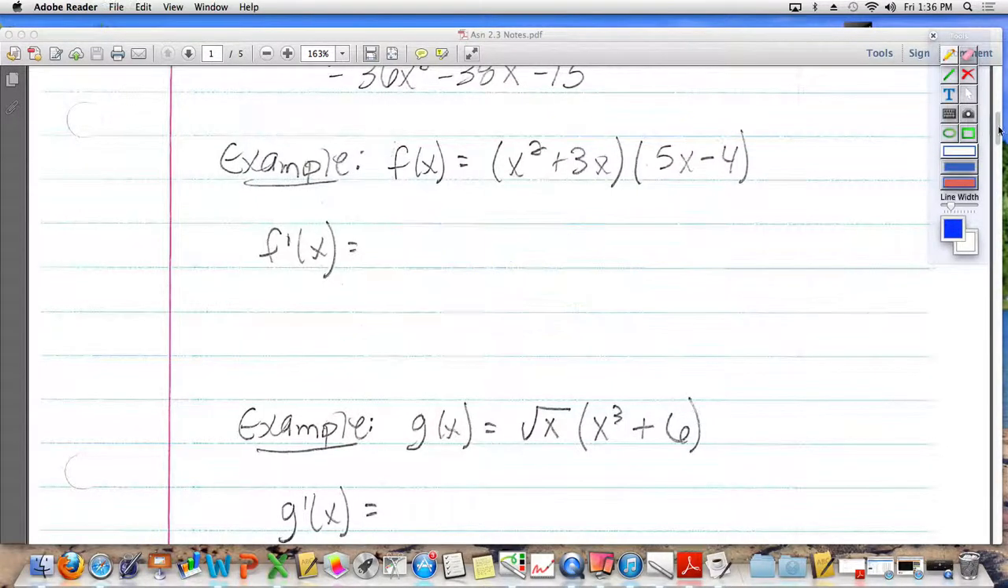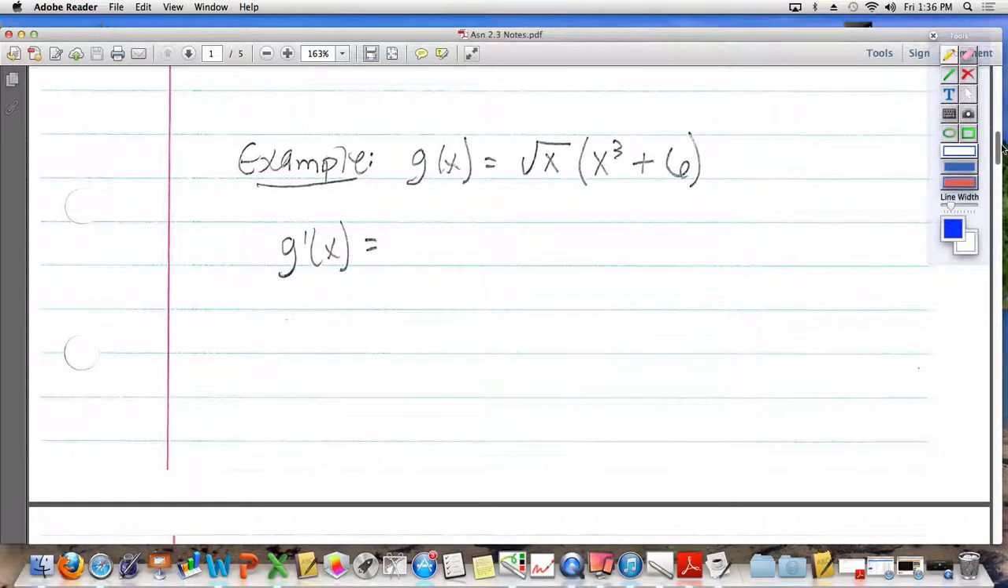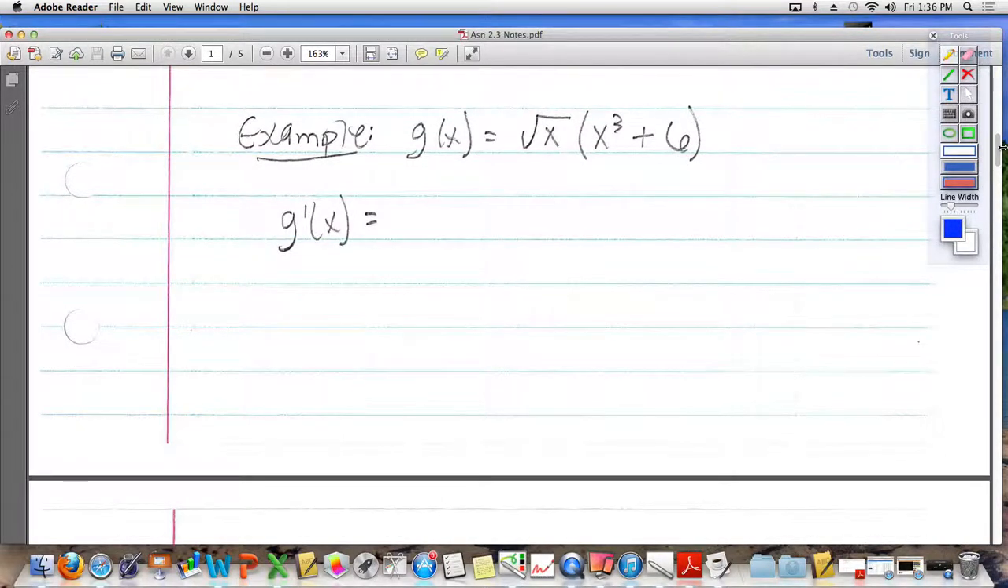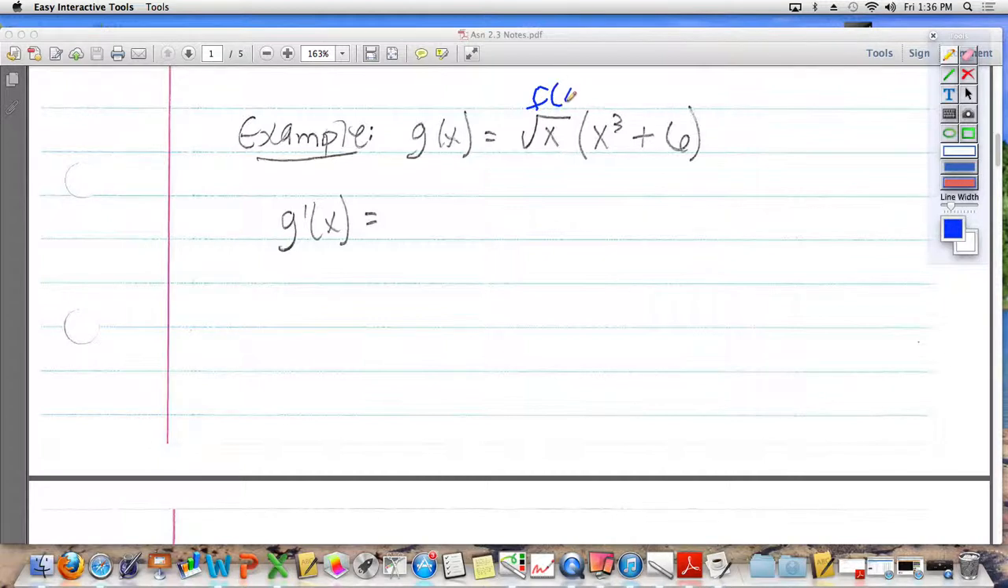All right. G of x is equal to the square root of x times x cubed plus 6. So, the product rule says that you take the first function, which in this case is square root of x, and you multiply it by the derivative of x cubed plus 6. So I have the square root of x that has to be multiplied by the derivative of g of x, which would be 3x squared. Very nice.